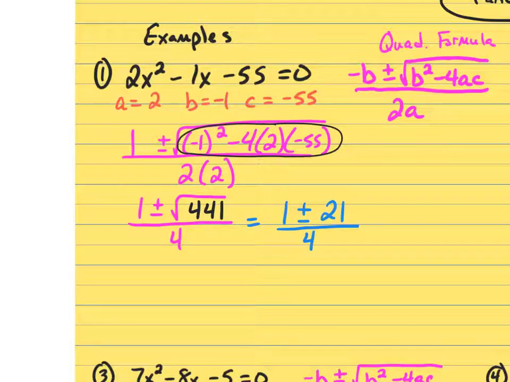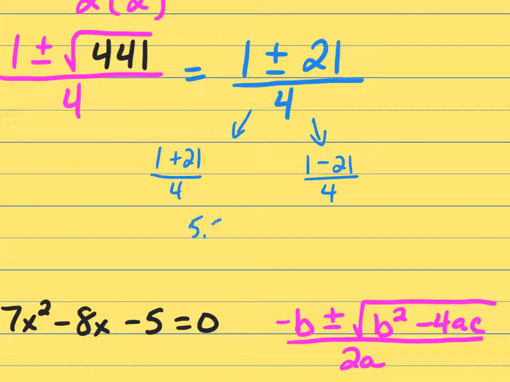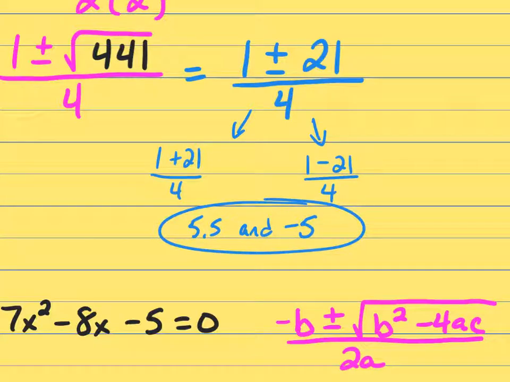All right, from here, we are going to split that up into 2 problems. 1 plus 21 divided by 4, and 1 minus 21 divided by 4. On the left side, 1 plus 21 is 22, and 22 divided by 4 is 5.5. And 1 minus 21 is -20, and -20 divided by 4 is -5. So there are my 2 x-intercepts.